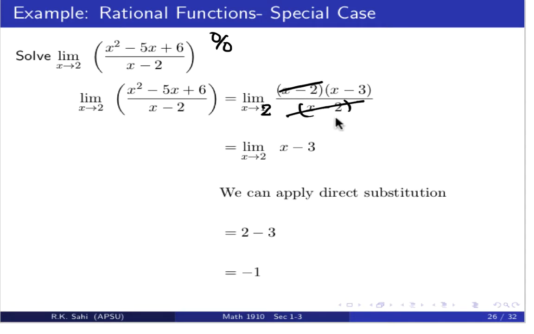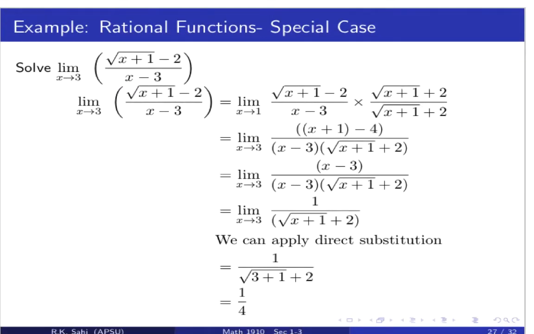And that x minus 2 was a problem for us, remember, because x is approaching 2. So what we are left with is the limit as x approaches 2 of x minus 3. And when we do direct substitution, we get the answer to be minus 1. Okay, that was one technique. Let's look at another technique. It's going to be the next slide.